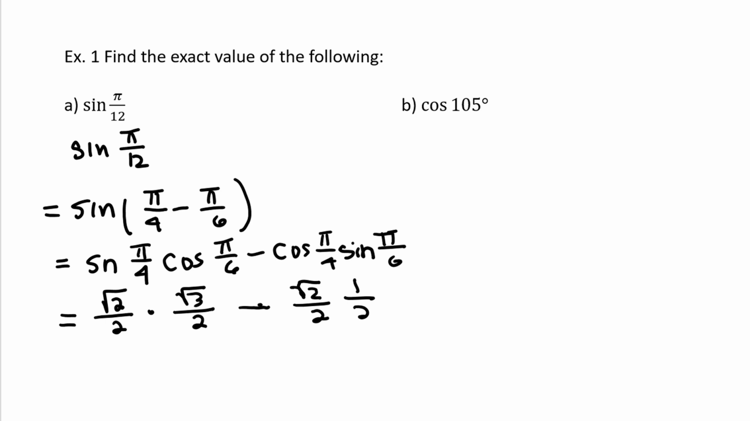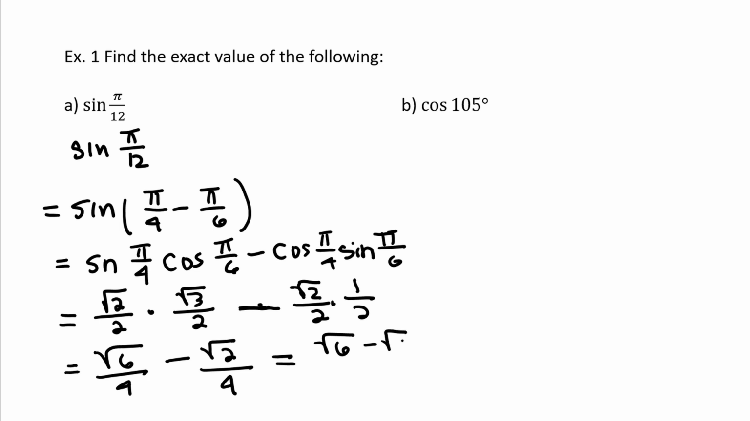So now, that's supposed to look like a minus sign. Let's multiply that, and you will have the square root of 6 over 4 minus the square root of 2 over 4. Putting it over one denominator, the exact value is the square root of 6 minus the square root of 2 divided by 4.